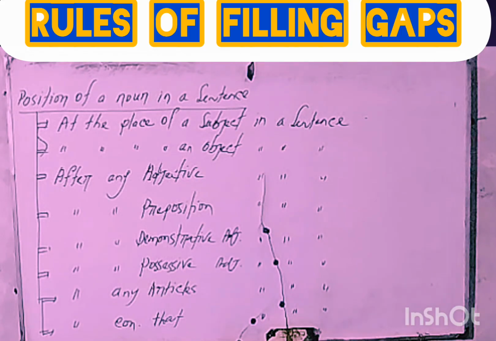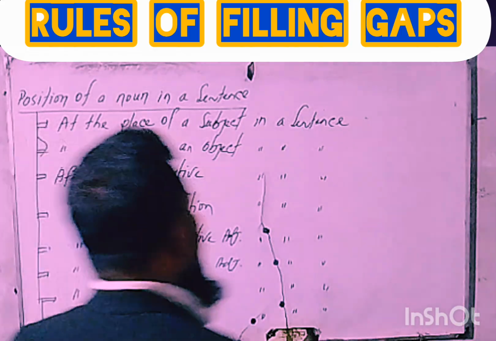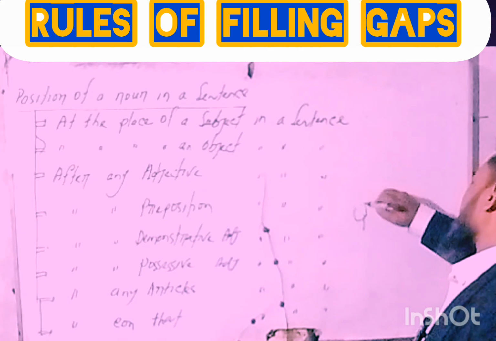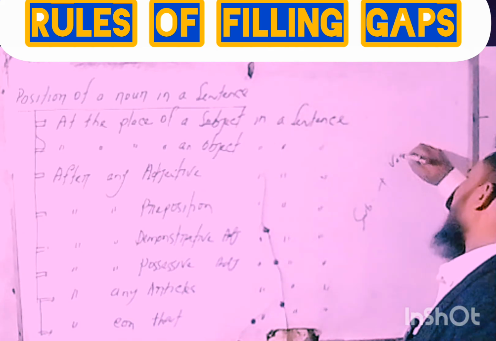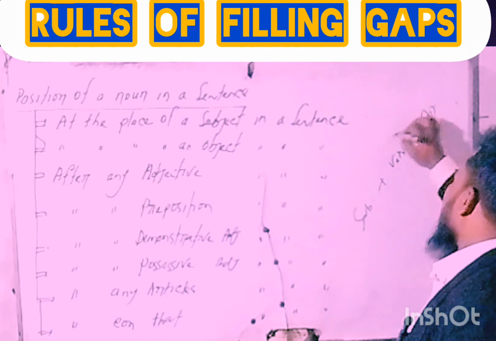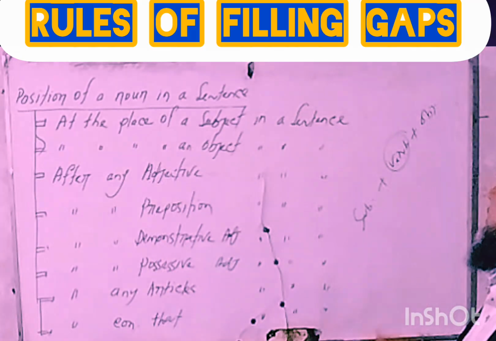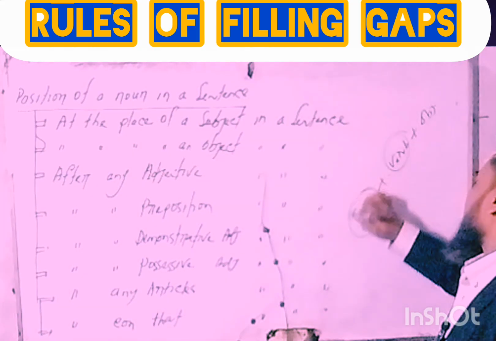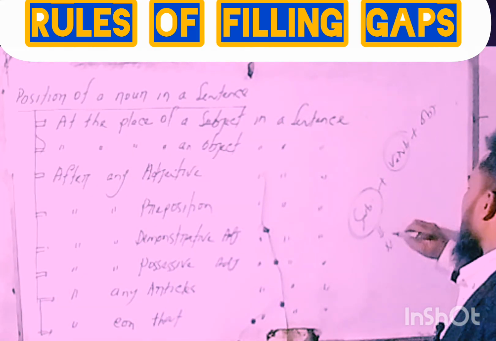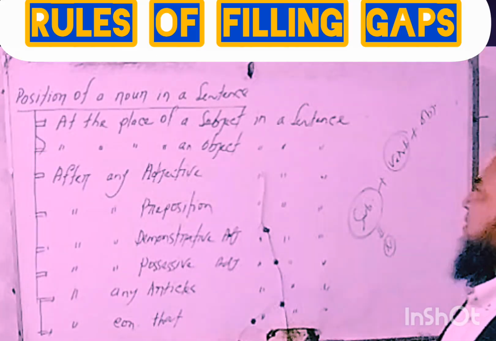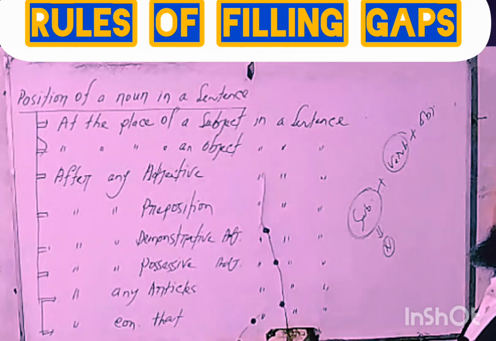Now, my question to you: what is the position of a subject? Of course, I know that you know it, but I want to share with you that a subject is used all the time before a verb in a sentence. So number one position is at the position of a subject, of course a noun. Number two, at the place of an object in a sentence.